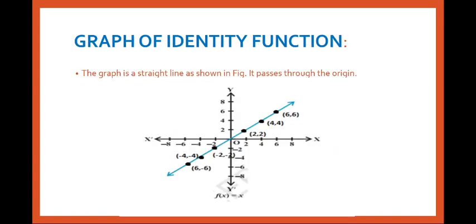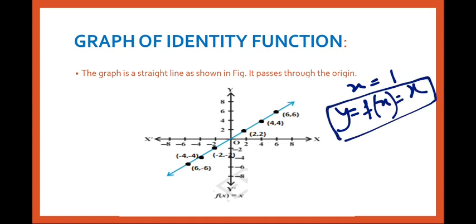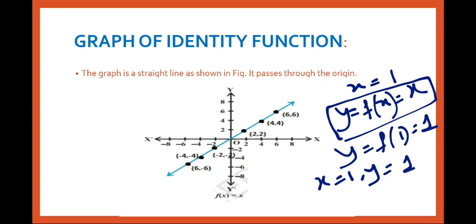Now you have to represent it graphically. Consider the Cartesian plane, x-axis and y-axis. Now if you take x equal to 1, y is equal to f(x) is equal to x, as given for the identity function. That means y will be f of 1, which is equal to 1. So when x equal to 1, y is equal to 1. Similarly, when x equal to 2, y is also equal to 2.